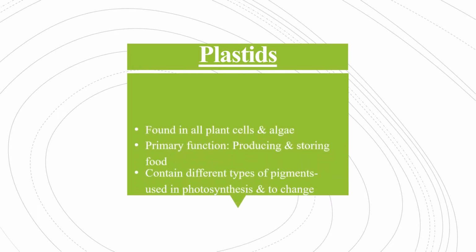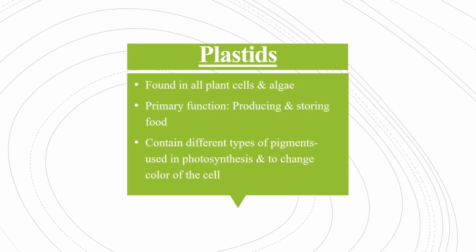Now let's learn about plastids. What are plastids? They are double membrane bound organelles found in plant cells and algae. They are responsible for producing and storing food. The plastid contains different types of pigments which are used in photosynthesis, and there are other pigments which are used to change the color of the cell.